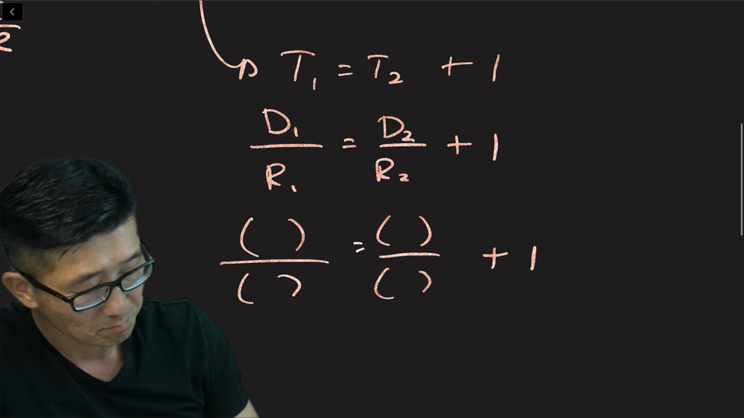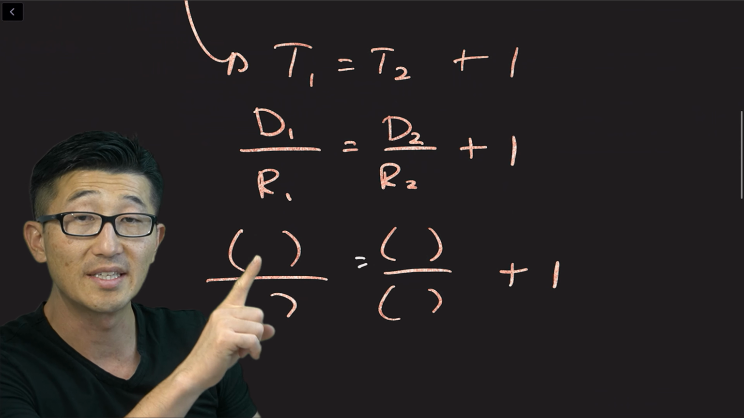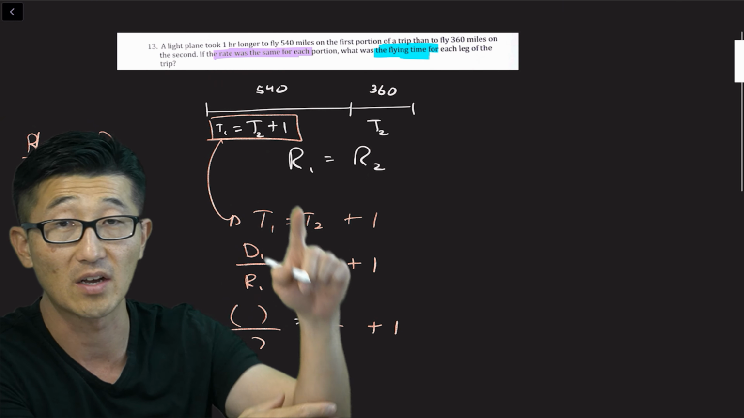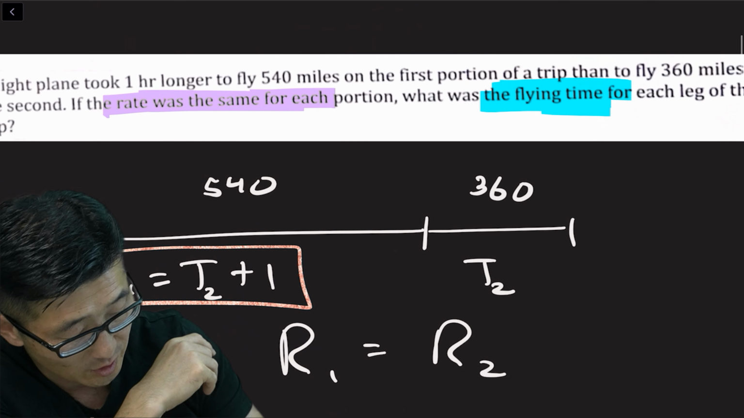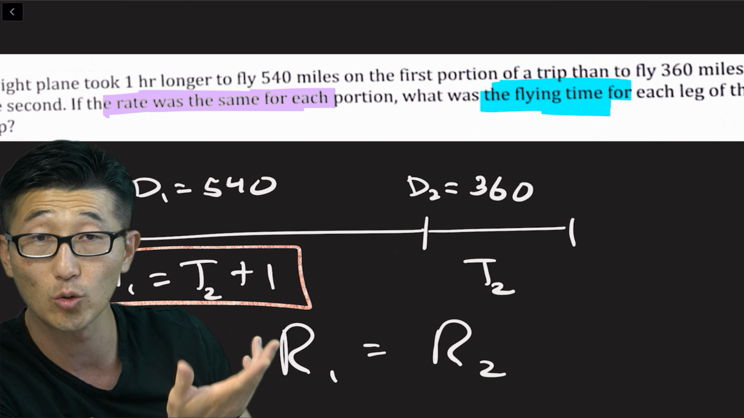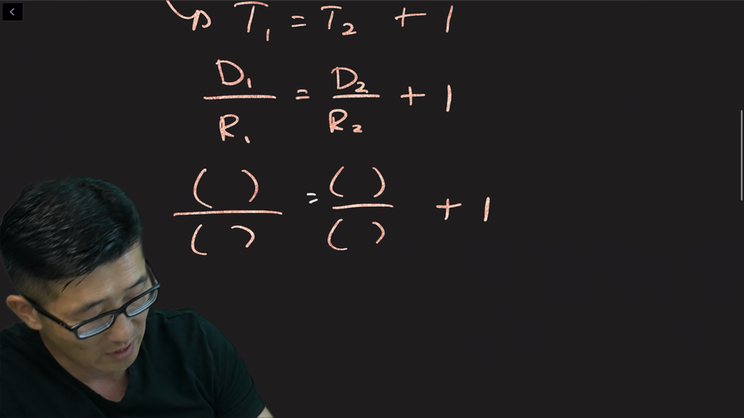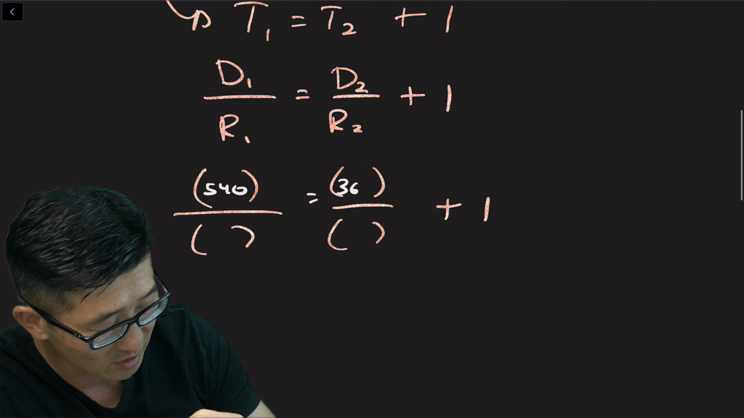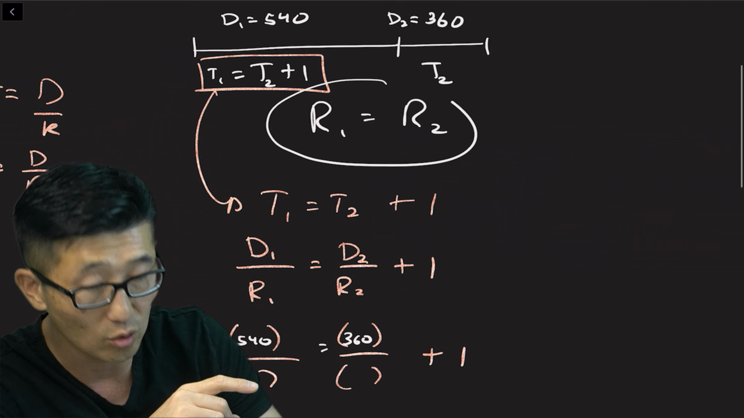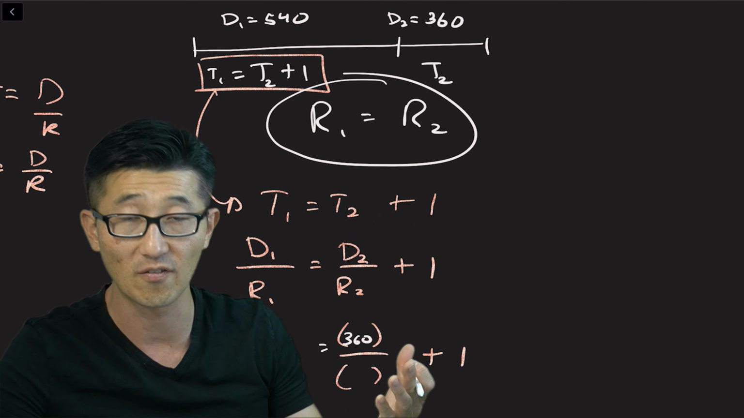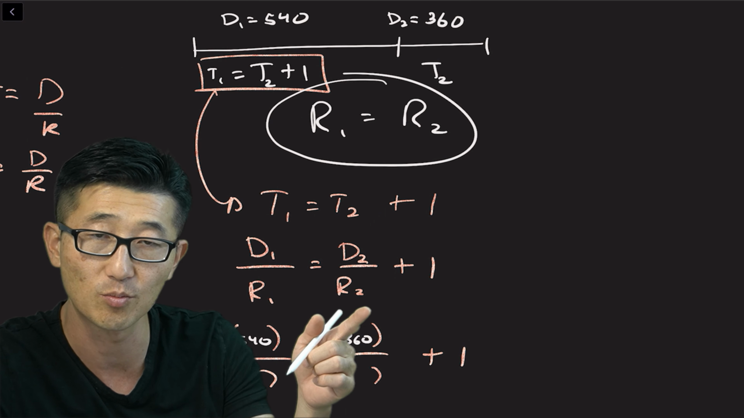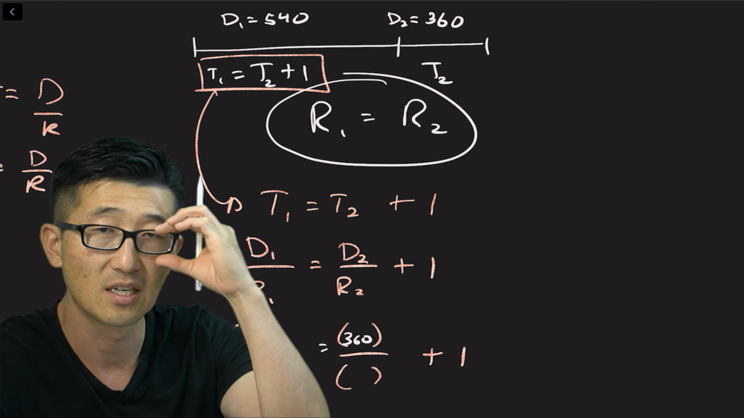Okay. All right, so here's a question. Do we know the distance of the first part of the trip, d1? Yes, it's basically 540. So we can go up here and just rewrite this as d1 equals 540, d2 equals 360. So we just plug it in. So 540 here, 360 there. Now, what about our R's, our rates? Well, we're told that R1 equals R2. We don't know how fast they are going, but they're going at the same speed. The first trip speed and the second trip speed are exactly the same.